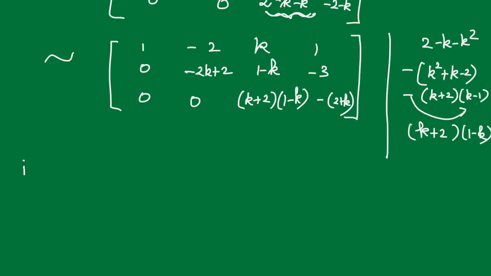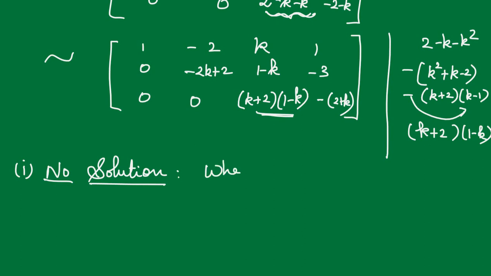First case, what is the first case here? No solution. When do we get no solution? Only if the rank of A is not equal to the rank of AB, we get no solution. So what is the value k takes here? When k takes the value 1, this element becomes 0. For k equal to 1, we get the element minus of 2 plus 1, which gives minus 3 here. So the rank of A becomes 2, the rank of AB becomes 3, and therefore there will be no solution.